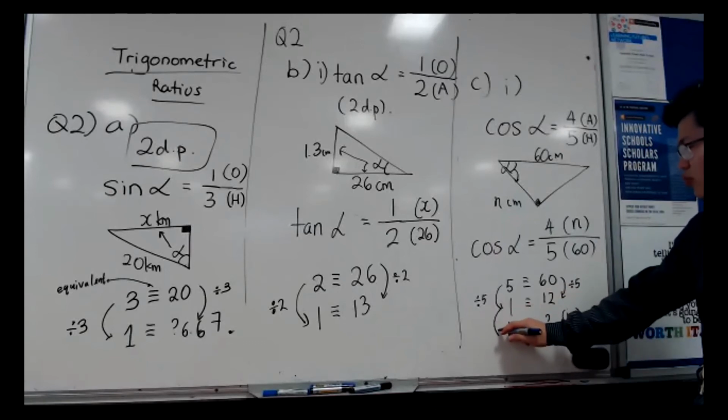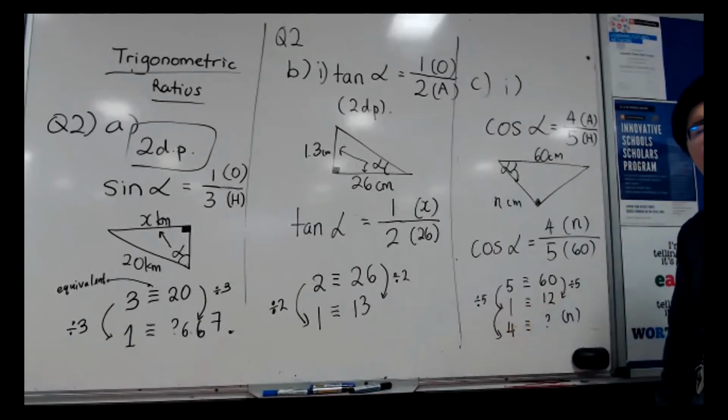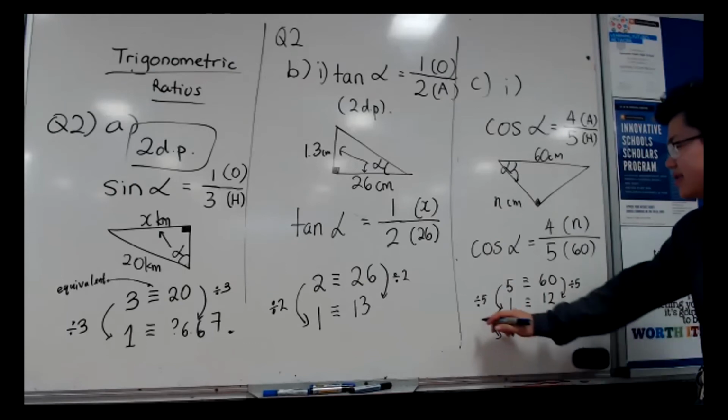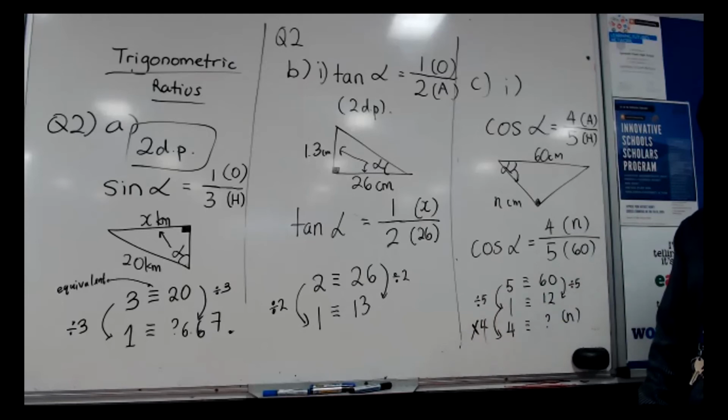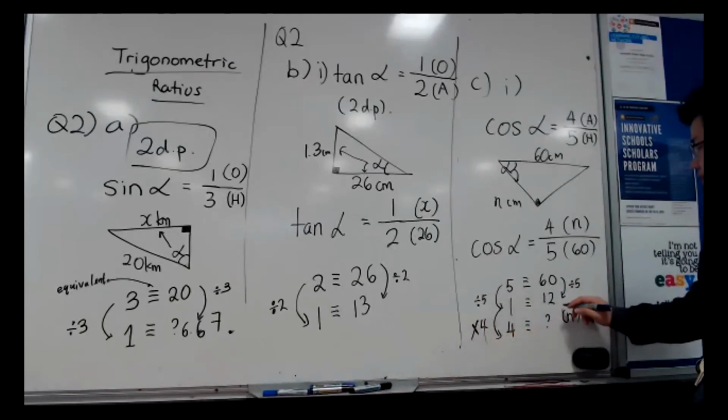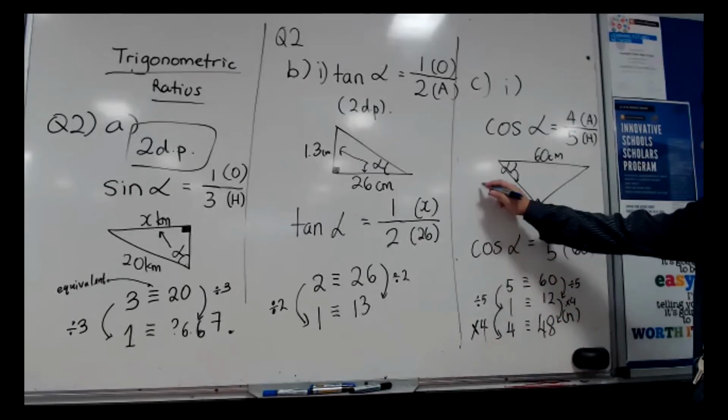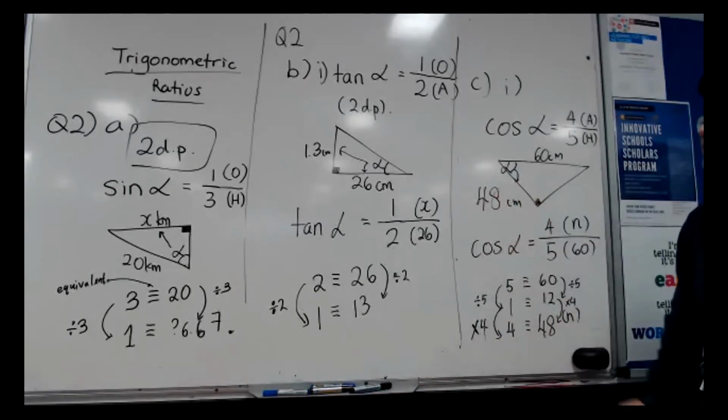Now, am I looking for 1 or am I looking for 4? 4. So I'm going to turn 1 to 4. How am I going to do that? Times it by 4. If you times it by 4 on the left, you times it by 4 on the right. So 12 times 4 is 48. So n is 48.